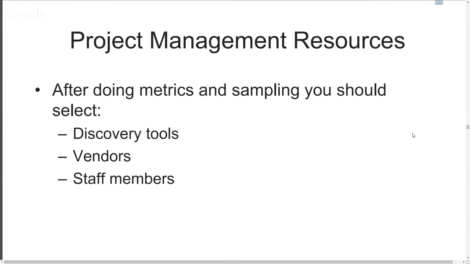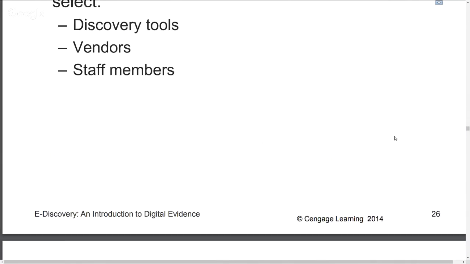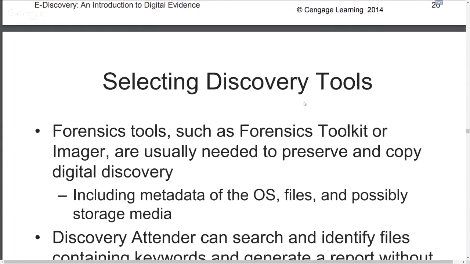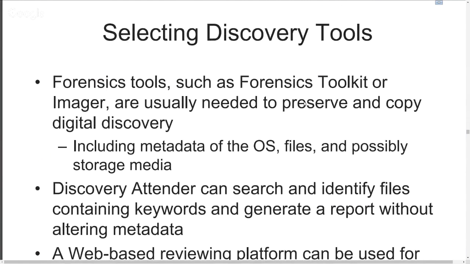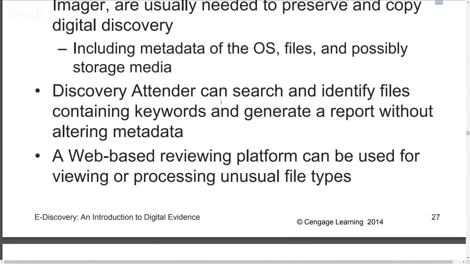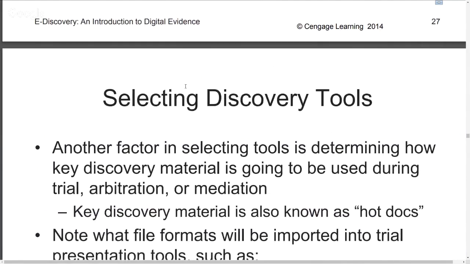After doing the metrics and sampling, you should select discovery tools, vendors, and staff members. Forensics tools such as Forensic Toolkit Imager, FTK Imager, are usually needed to preserve and copy digital discovery, like metadata, operating system files, and possibly storage media. Discovery Attender can search and identify files containing keywords and generate reports without altering the metadata. Web-based reviewing platforms can also be used for viewing and processing unusual file types.